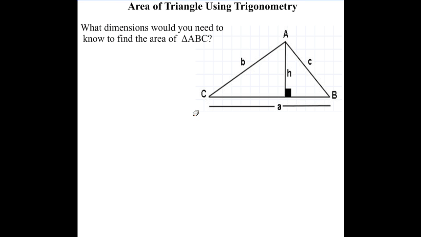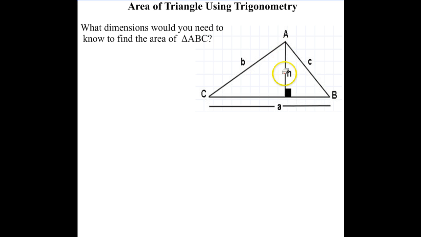So let's consider this triangle. In your notes, I'd like you to make a sketch of this triangle and think about what dimensions you would need to know to find the area of triangle ABC. Keep in mind, when you're sketching your triangle, we use capital letters for the vertices, the corners. We use lowercase letters for the side lengths, and it's always the side length opposite the angle. So angle A is across from little side a.